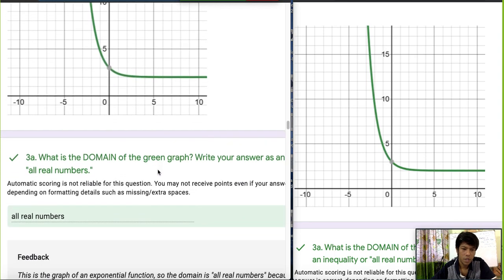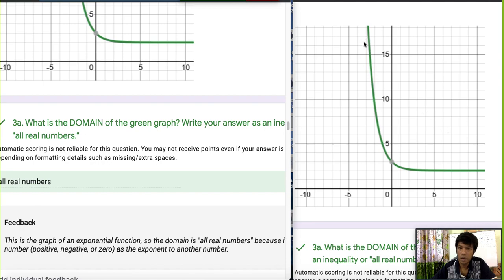Now, okay, this one. What is the domain of the green graph? This is the green graph, and we have to find the domain. I think now you know that this is actually an exponential function, and in an exponential function by default the domain is all real numbers. Although the graph is going up and looks like it is getting straight, the graph is actually moving from point to point. It is going to the left side forever, and it is going to the right side forever. That's why the domain is all real numbers here.